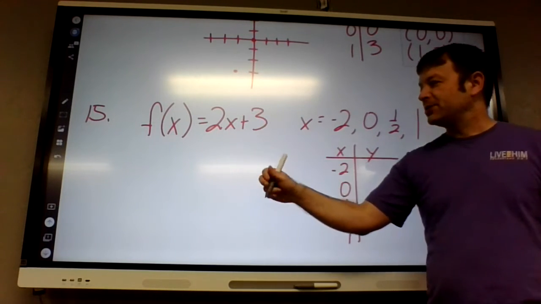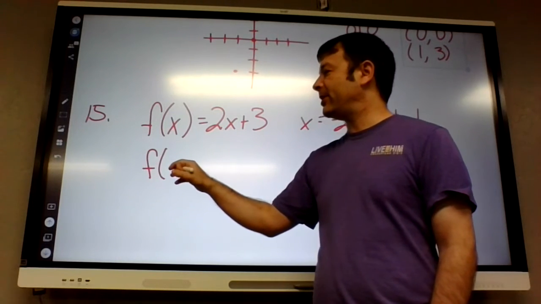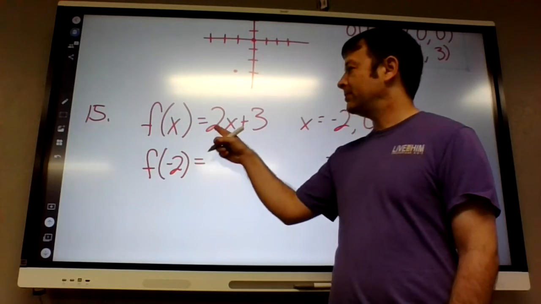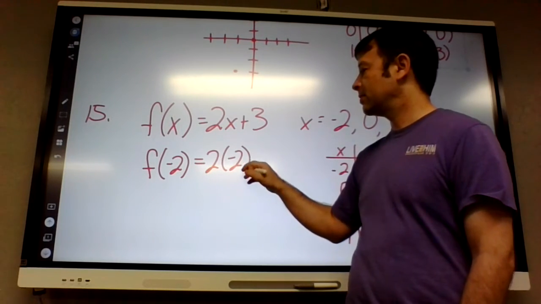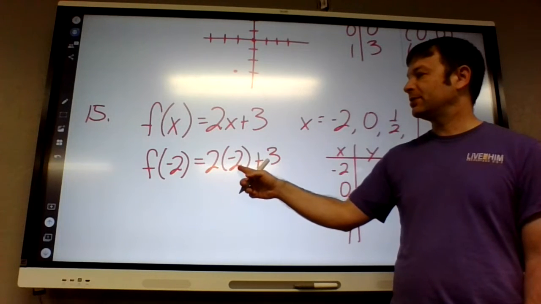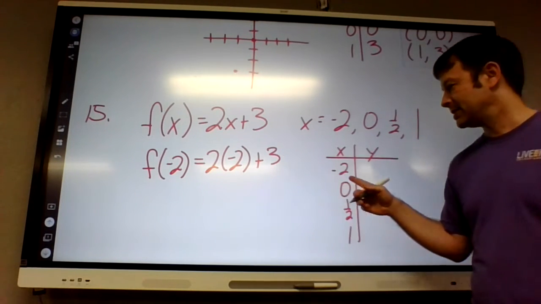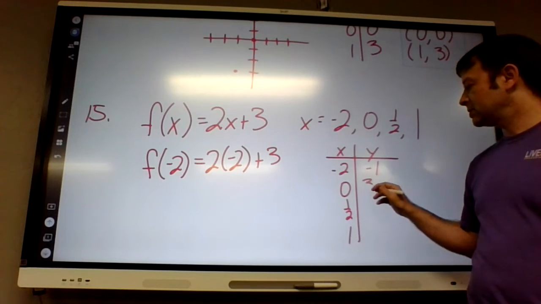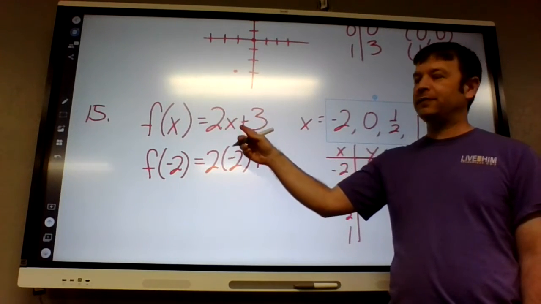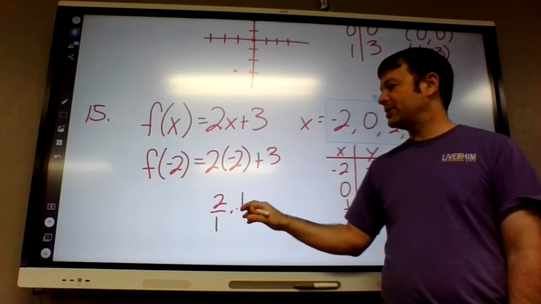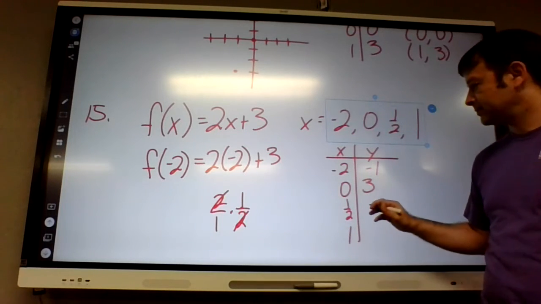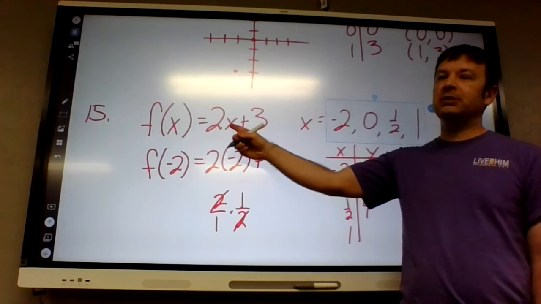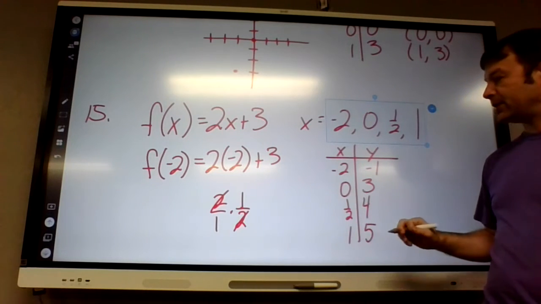We're gonna be plugging in these. Yesterday, I talked about a way that you could write this. If you want to plug in negative 2, that's like saying what's f of negative 2. But basically, we just got to put negative 2 right there. So what is 2 times negative 2? Negative 4, plus 3, is negative 1. Okay, let's try 0. What's 2 times 0? 0. Plus 3? 3. 1 half. What's 2 times a half? It's like saying what's half of 2? It's just 1. Plus 3. 4. Let's plug in 1. What's 2 times 1? 2. Plus 3. 5. Alright, so those are the points we're going to graph.